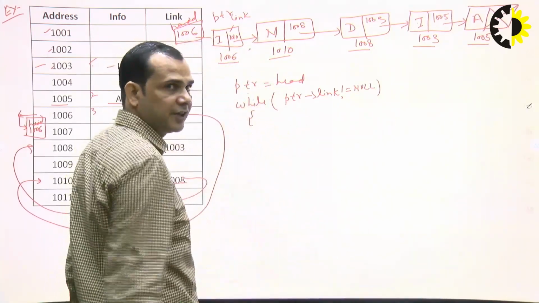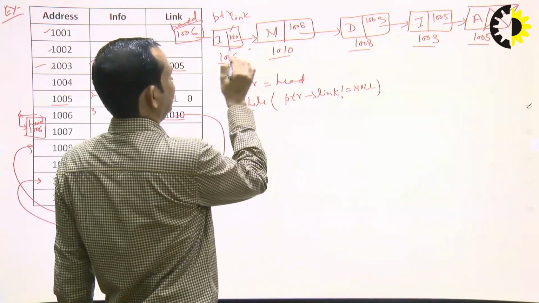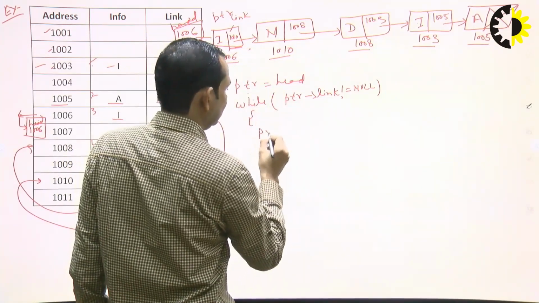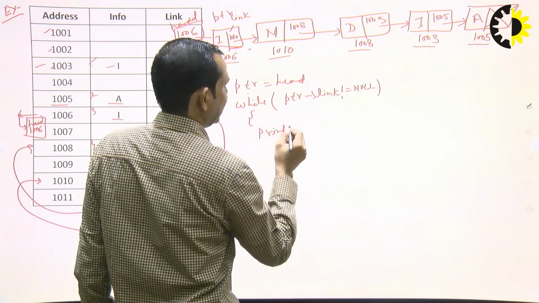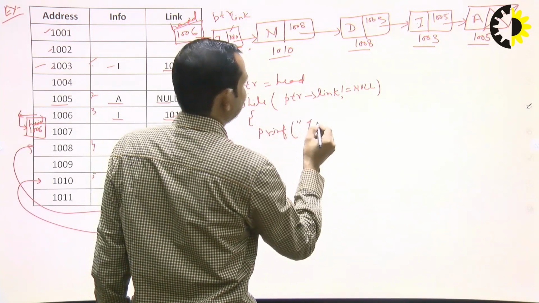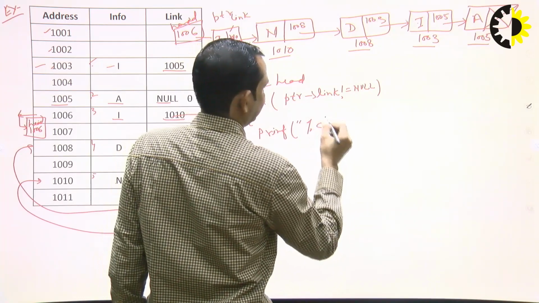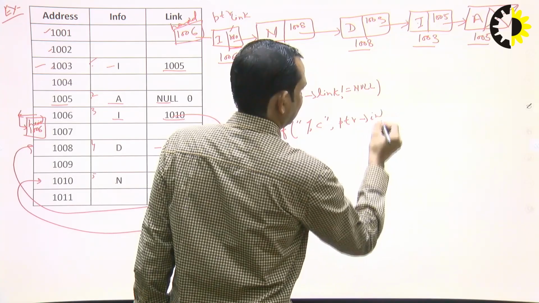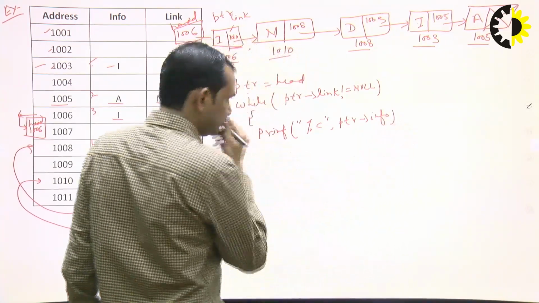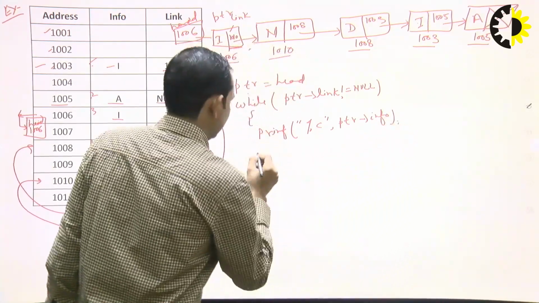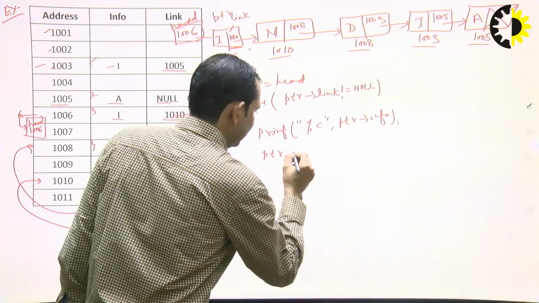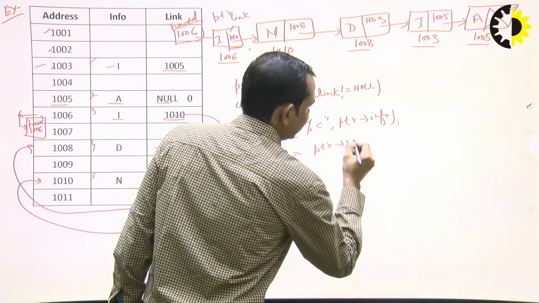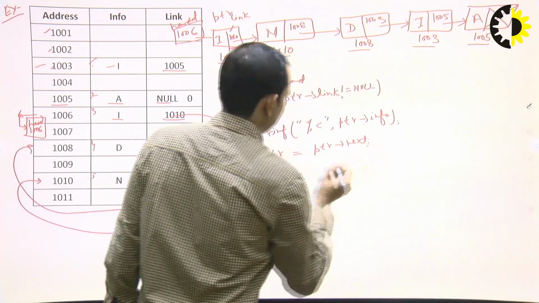If this condition is true, it will be checked here. It has a value. Condition is true. Go inside. So what do we do? Printf percent c, suppose character type is what we have to print, PTR ka info part. And what do we do? We move PTR: PTR equal to PTR का next.